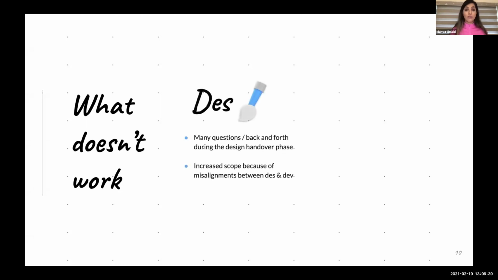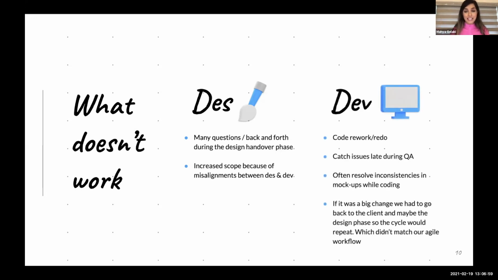One of the things that we know for a fact with the design team, we had problems was that we just had so many questions back and forth during the design handover phase between designers and developers. We also had a lot of increased scope because we didn't really have that alignment between the two teams. From our developer side, of course, you can see that it's heavier because they had to do a lot of redos and reworks. They would start with coding, and then later on, when it gets to QA, they would catch issues, or they had to resolve some of these inconsistencies while they were doing the mockups.